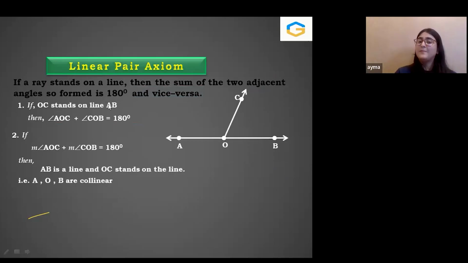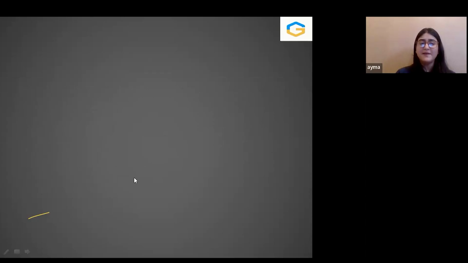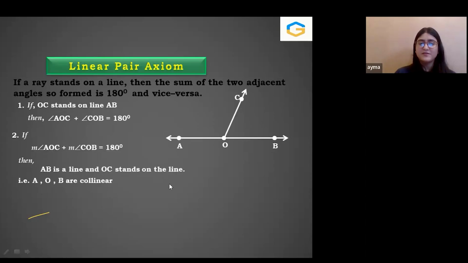Now we have the linear pair axiom. It says if a ray stands on a line then the sum of two adjacent angles so formed is 180 and vice versa. If OC stands on line AB then AOC plus COB would be equal to 180. If the measure of angle AOC plus COB is equal to 180 then AB is a line and OC stands on the line.